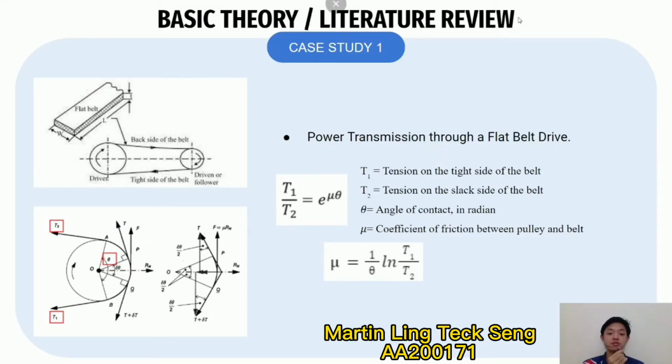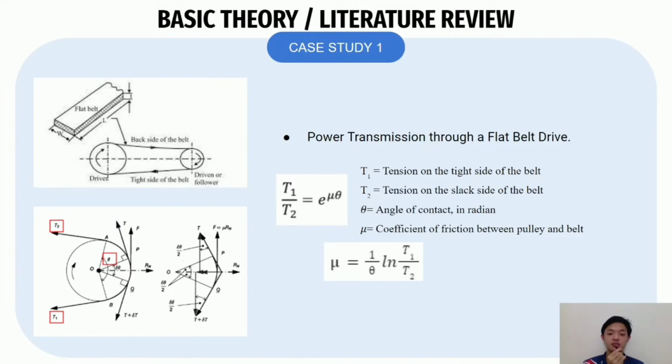In the case study of cable machine, power transmission occurs through the flat belt drive because it has an efficiency of over 99%. To choose the most suitable material for making the cable, we need to determine the material that has the highest coefficient of friction. To calculate it, we need to rearrange the formula of tension ratio and finally we can get mu equal to 1 over theta times ln of T1 over T2, which theta refers to the angle of contact in the radian, T1 refers to the tension on the tight side, and T2 is the tension on the slack side.